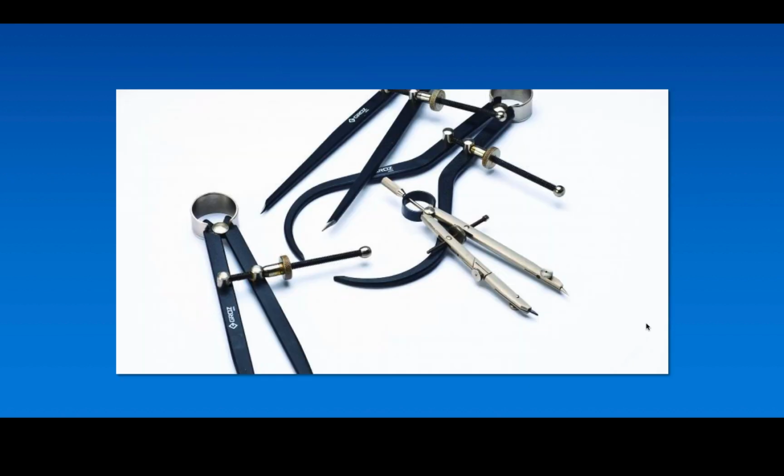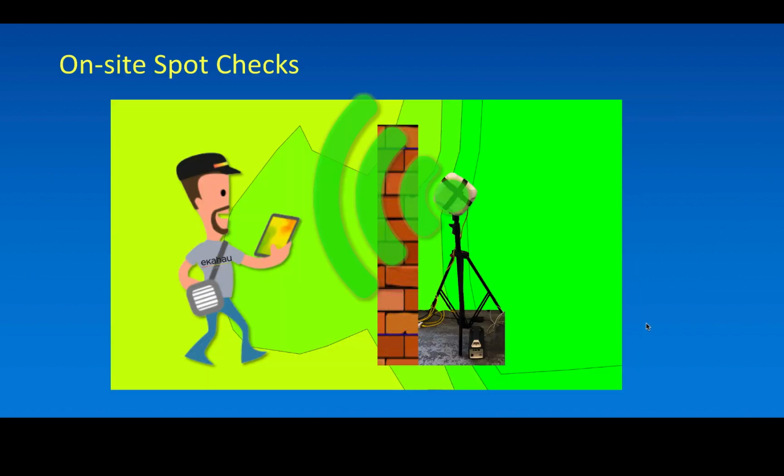How accurate can a predictive survey be? Well, without taking any on-site RF measurements, a predictive survey can be at best 75 to 80% accurate. This means that doing another site survey after the wireless access points are deployed is necessary to ensure the installed wireless coverage matches the predicted coverage.